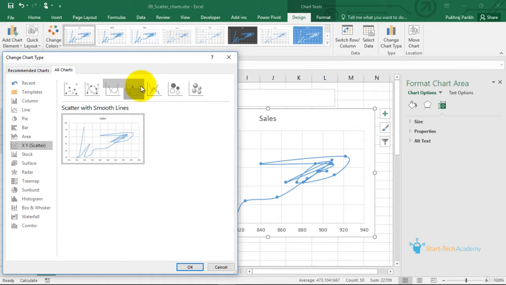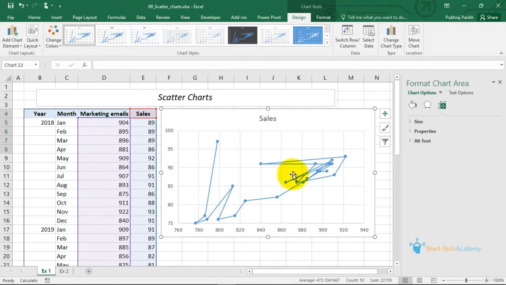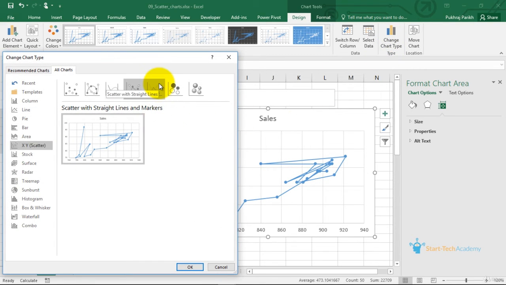The fourth option is scatter plot with lines. As I told you, the previous one had smooth lines, that is, it had curves instead of straight lines. If you select this one, it has straight lines connecting the two points. The next option is scatter plot with lines but no data markers. Same as before, but the small circles will not be present if you select this one.